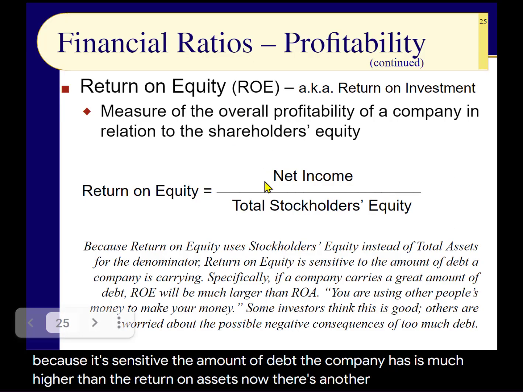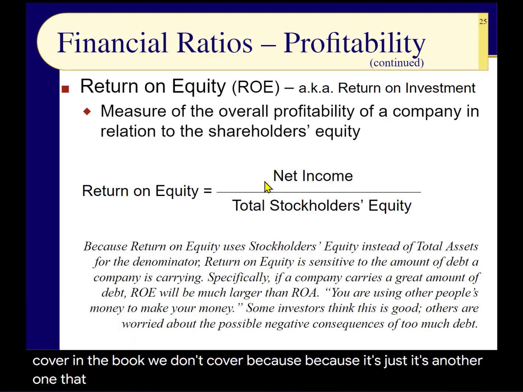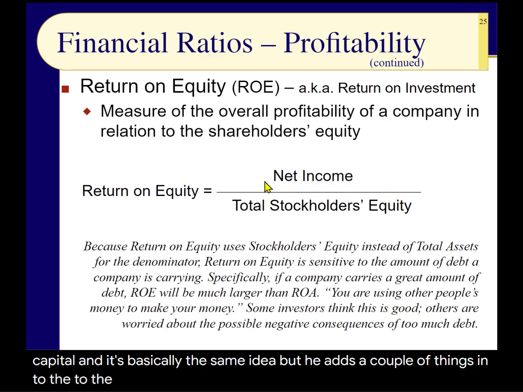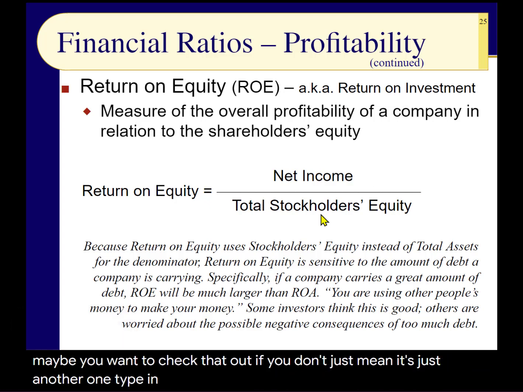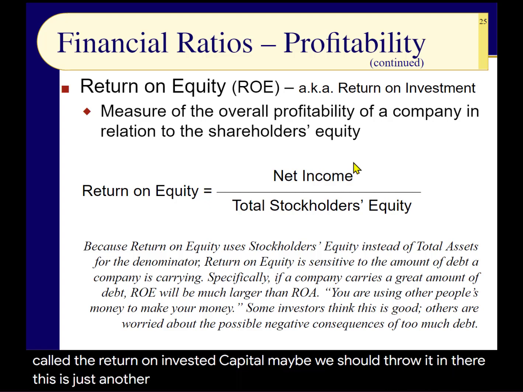Now, there's another one that we don't cover in the book. We don't cover it because it's another one that Warren Buffett uses. He calls it the return on invested capital, and it's basically the same idea, but he adds a couple of things into the bottom line, so to the denominator. So maybe you want to check that out. Type in Warren Buffett return on invested capital, is what he calls it. Maybe we should throw it in there. But it's just another ratio.